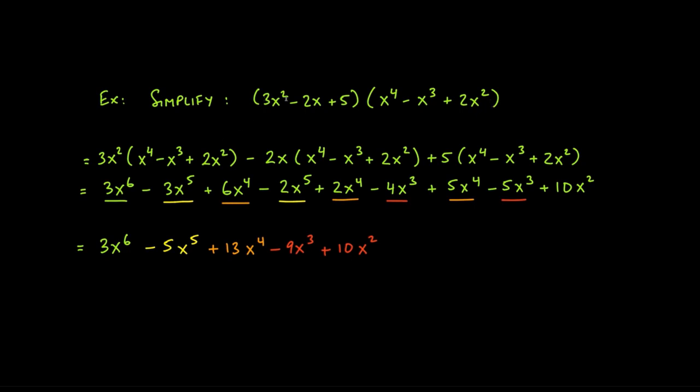So if you have 3x squared minus 2x plus 5 times the quantity x to the fourth minus x cubed plus 2x squared, all we have to do is just term by term multiplication. So I take the 3x squared and I have to multiply it by all three terms. And the way I write that is 3x squared times this quantity. Then I write down the negative 2x, and that needs to be multiplied by all three terms as well. So negative 2x, all three terms again. And then the 5 comes here, all three terms yet again.